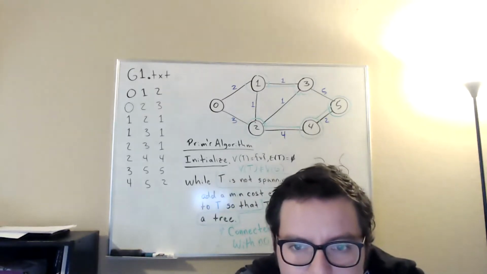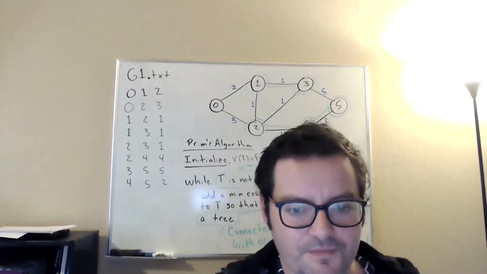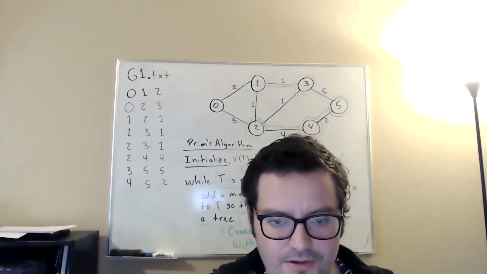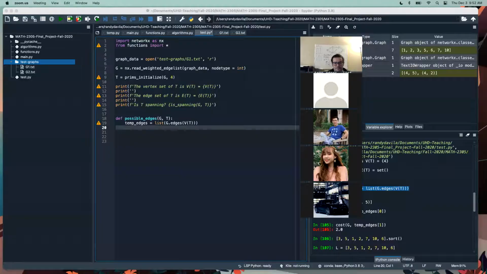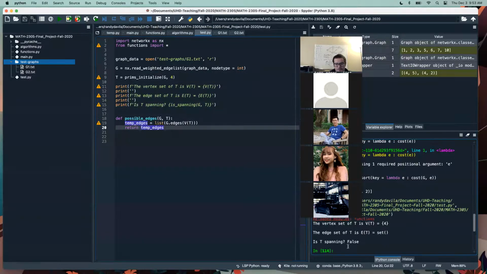So let me just go ahead and do this. So we added edges 2, 4. So 4, 5, 2, 4, 2, 3, and 1, 3. Okay, so let me just do that. So let's just say that we return this. All right, so just run that.